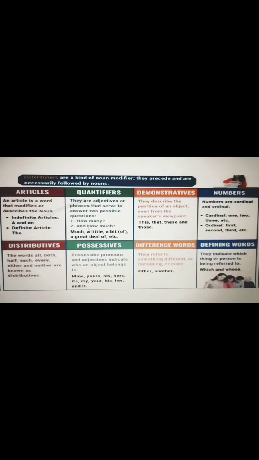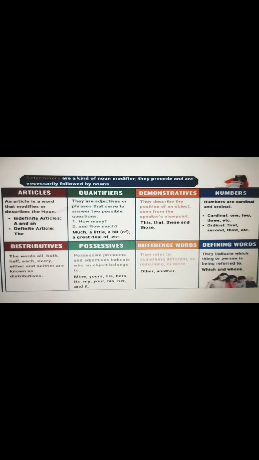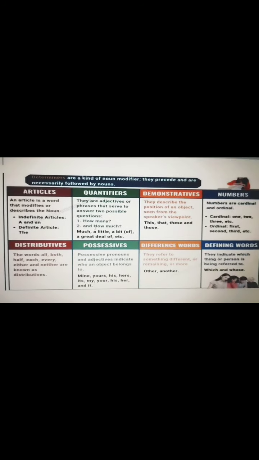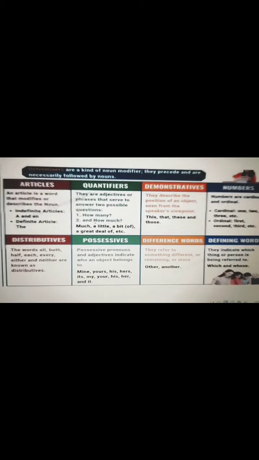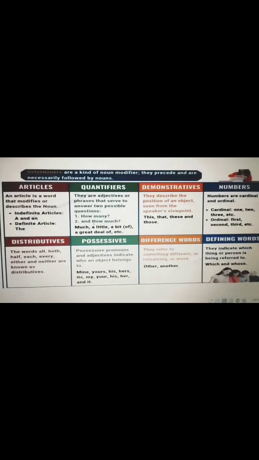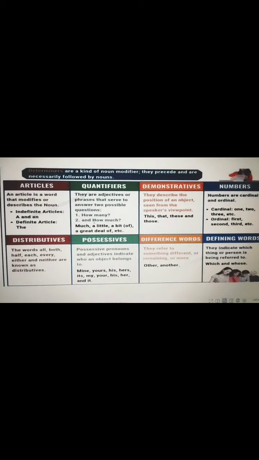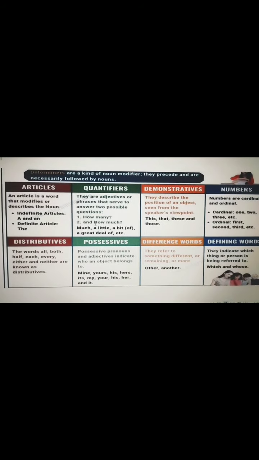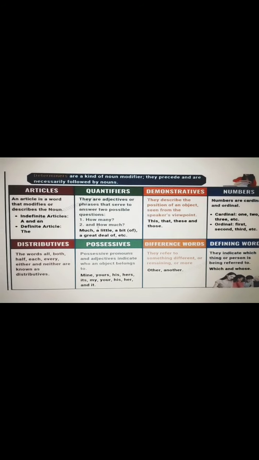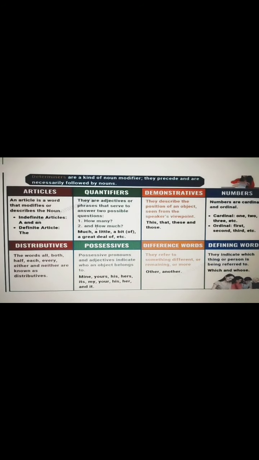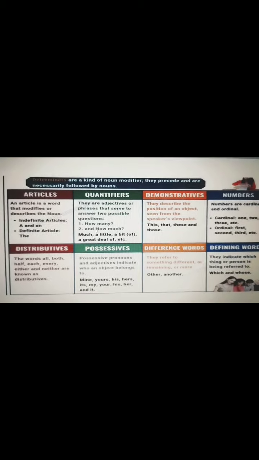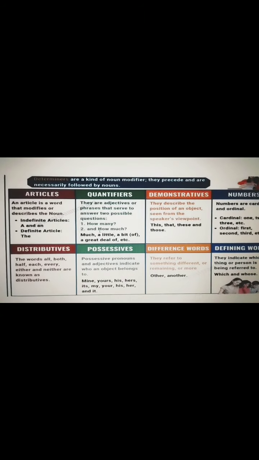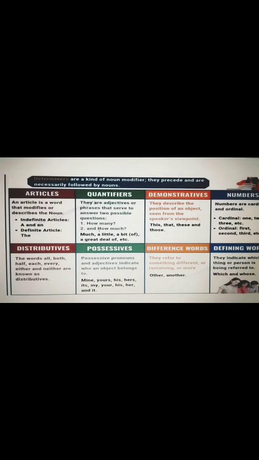Besides that, 2 more are there, like the difference words and the defining words. So you can note down the examples here. The articles: an article is a word that modifies or describes the noun. That can be of two types. Which are these? I hope everybody is aware of the answer now. Yes, one is indefinite. And what will be the indefinite one? Yes, a and an. And what will be the definite article? Exactly, that will be the.